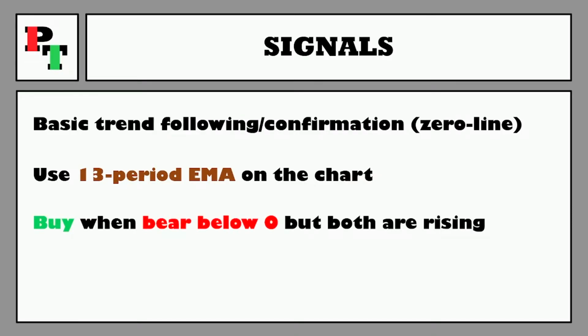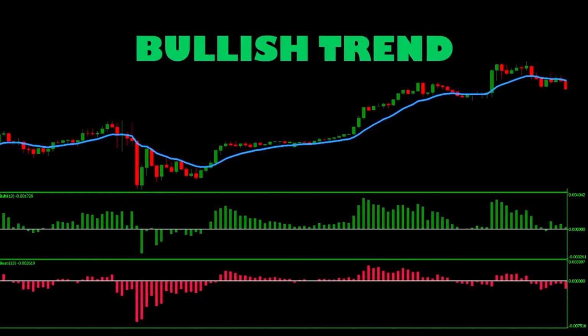If you've confirmed from the exponential moving average that you're looking for a buy signal, then you'll want the bears power histogram to have a reading below zero, but have both the bulls and the bears powers rising in value. Easiest to show through a chart example, so here you have a bullish trend we got in on.